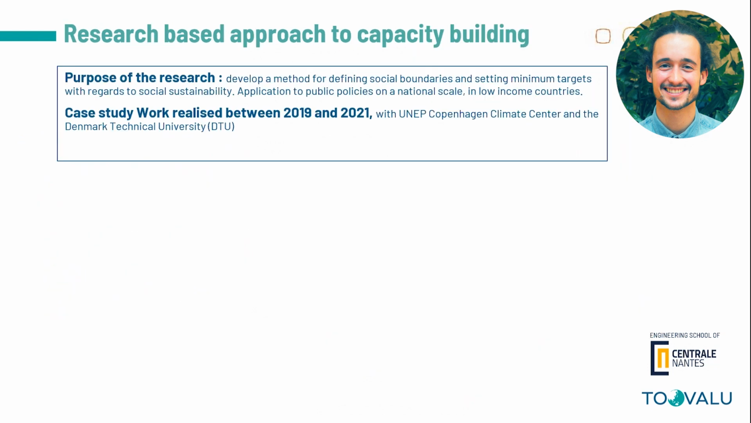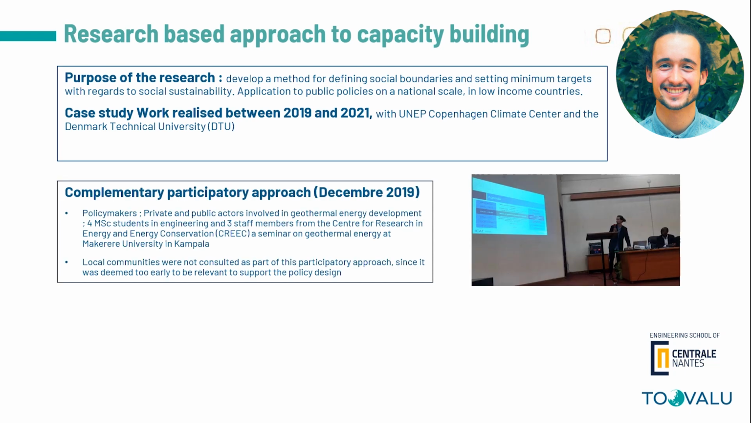So in this research, we aimed at developing a method to define social boundaries and to set minimum targets with regard to social sustainability. So the inner part of the donut theory. And we try to apply this to public policies on a national scale to low-income countries. So this was based on a case study work realized between 2019 and 2021. And we also combined it with a participatory approach where I went to Uganda, which is our case study in this research, which I will develop later.